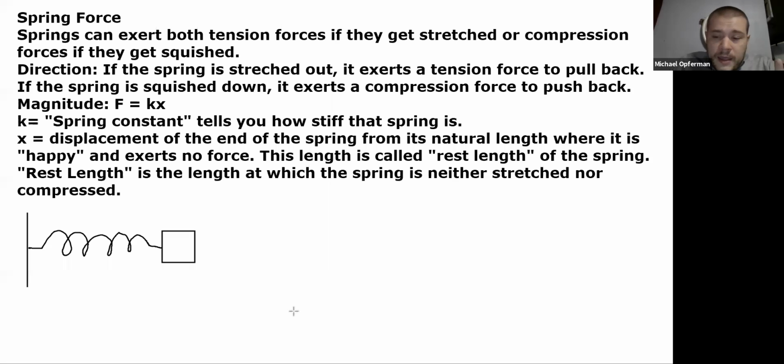If this is the natural state of this spring and it's not stretched or compressed, that would be the rest length of the spring. I like to denote the rest length of the spring with a little dashed line, just to remind me where this rest length is that I'm measuring from. Say that's my initial state. Imagine that I have some final state down here where, for example, I squish the spring down to a shorter length like that.